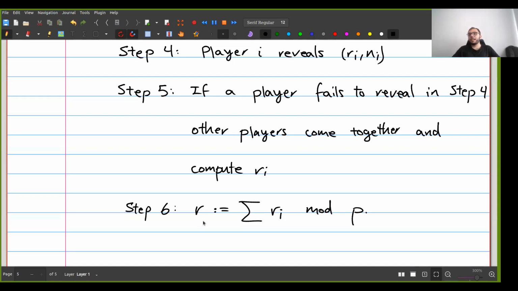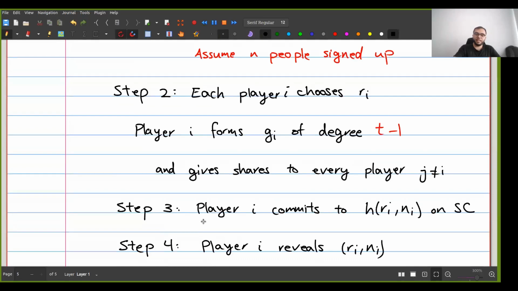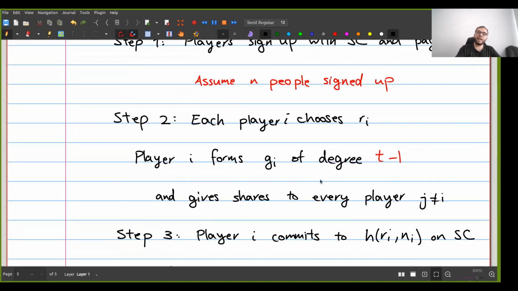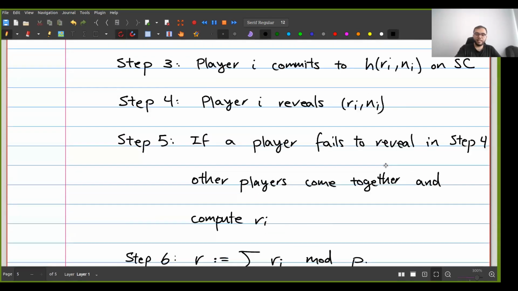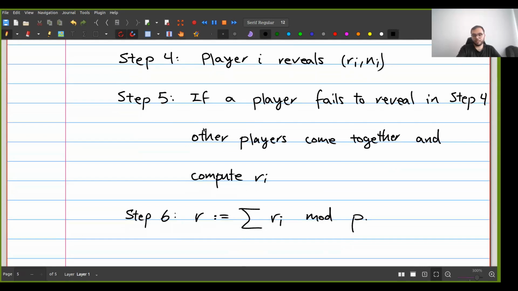Okay, so one question in the chat is it possible that another player doesn't come together to reveal the secrets? Yes. So you see, I said we have to choose this value of t in a nice way. So here, in order to come together and reveal someone else's secret, you need at least t players. Okay, so here, at least t players are needed, right?